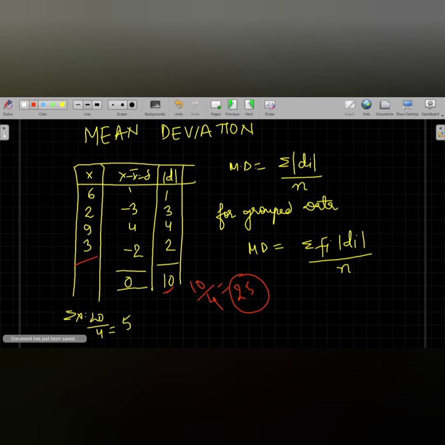And what is the mean? Mean is 5. So what is the variation? We can see that the variation is 2.5. So this is for the individual series. This formula is for individual series, and this is for group data, that is discrete series or continuous series. Fi means the frequency and Di, I have explained to you how to calculate this. Hope this is clear.